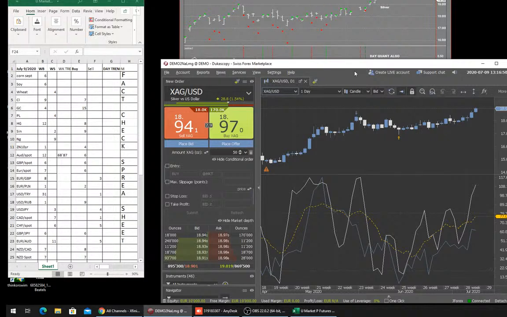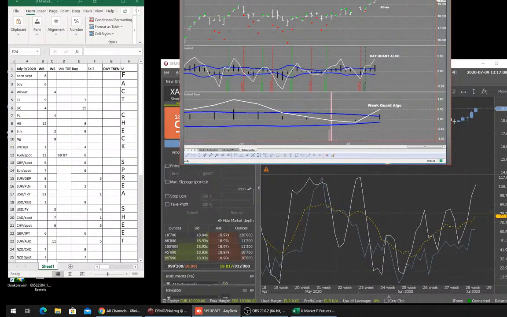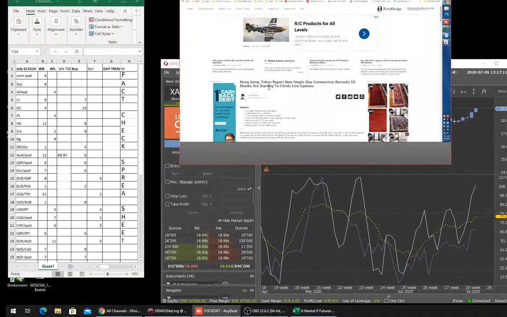There was a headline this morning in Zero Hedge, and I'm going to show it to you, and I want you to tell me whether it makes sense or doesn't make sense. So let's show you what the headline was. It was right there. Hong Kong, Tokyo report new single-day coronavirus records. U.S. deaths are starting to climb. Live update.